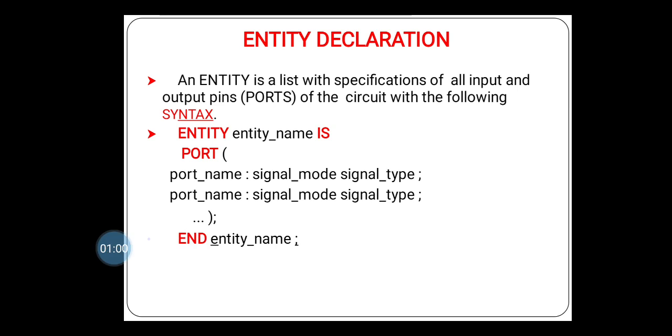A design must have at least one entity. An entity is a list with specifications of all inputs and output pins or ports of the circuit with the following syntax. To declare an entity, the syntax is shown here. Entity, then entity name is port, then inside the port brackets you have port name colon signal mode, signal type, and then the bracket close semicolon and end entity name and semicolon.